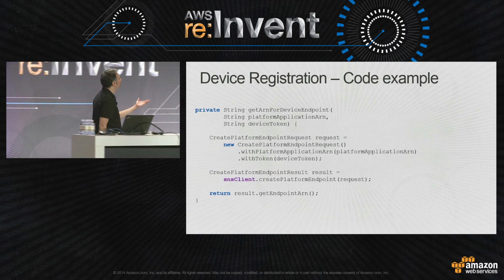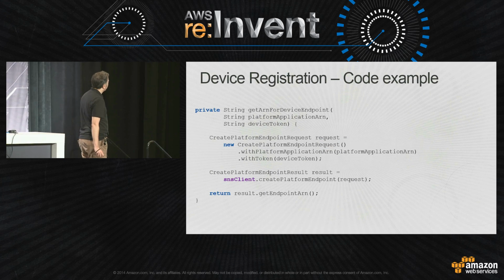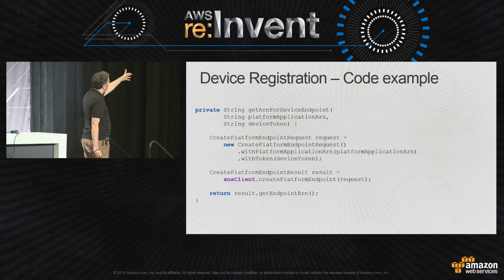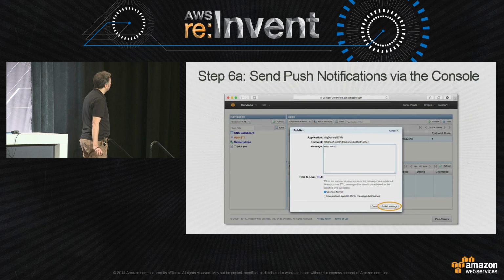This is an example of the device registration code. So you create a platform endpoint request with the ARN, so the Amazon resource name of the application. So you will have an application for Google, one for Apple, and one for Amazon, and the device token that was passed from the first registration. And from this point, everything is managed by SNS.